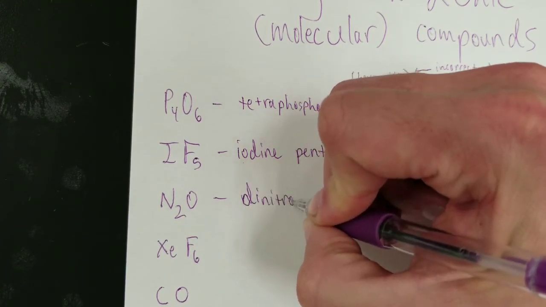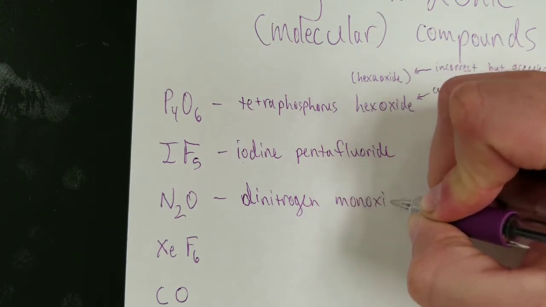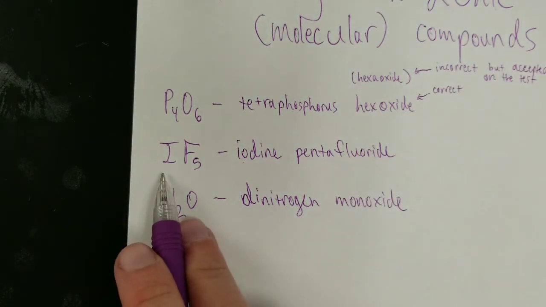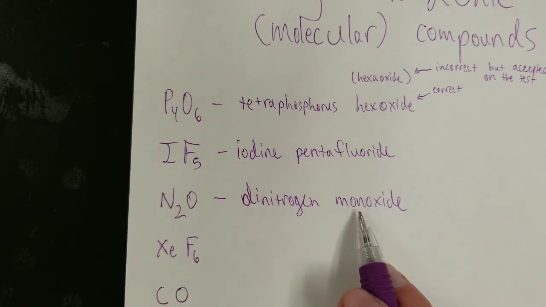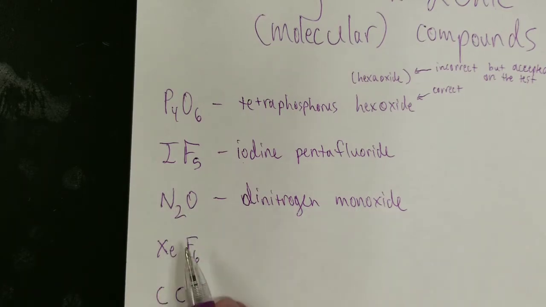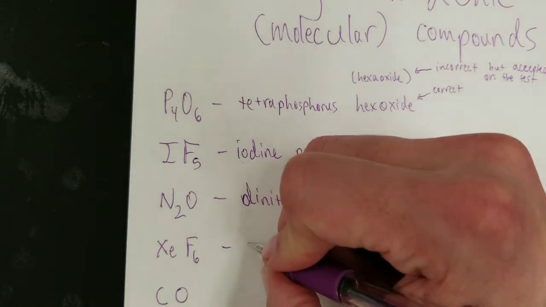Dinitrogen monoxide. If there's one of the first one, you just call it by its name. If there's one of the second one, you put mono in there, monoxide. Dinitrogen monoxide. See, there's one of the first one again, so I'm just going to say xenon hexafluoride.